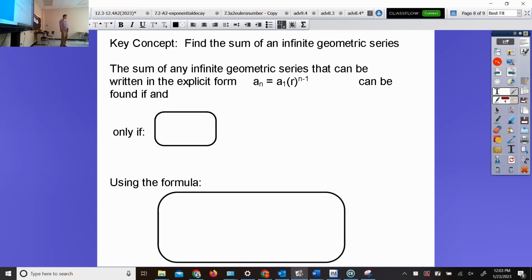That sounds like some BS. It does, doesn't it? The sum of an infinite number of things. So long as the equation you're given is in this form right here, you can actually do this if the absolute value of r is less than 1. So long as that ratio is less than 1, you can actually do this.